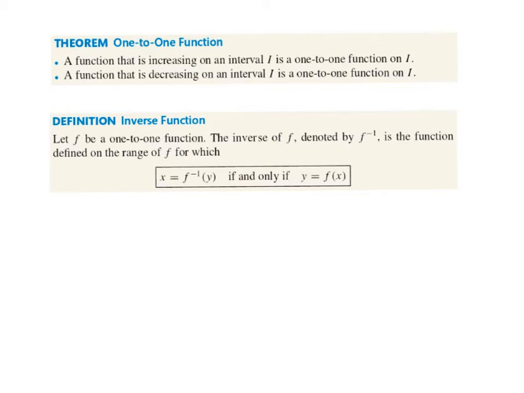Okay, 1 to 1, so that was in the do now. A function that is increasing on an interval is 1 to 1 on that interval. A function that is decreasing on an interval is a one-to-one function on I. So this is just the notation for the inverse. Be careful, there's a difference between inverse and x to the -1 equaling 1 over x. We deal with both of those in this class, so make sure you know the difference and can recognize the difference. X is a variable, f is the name of a function.